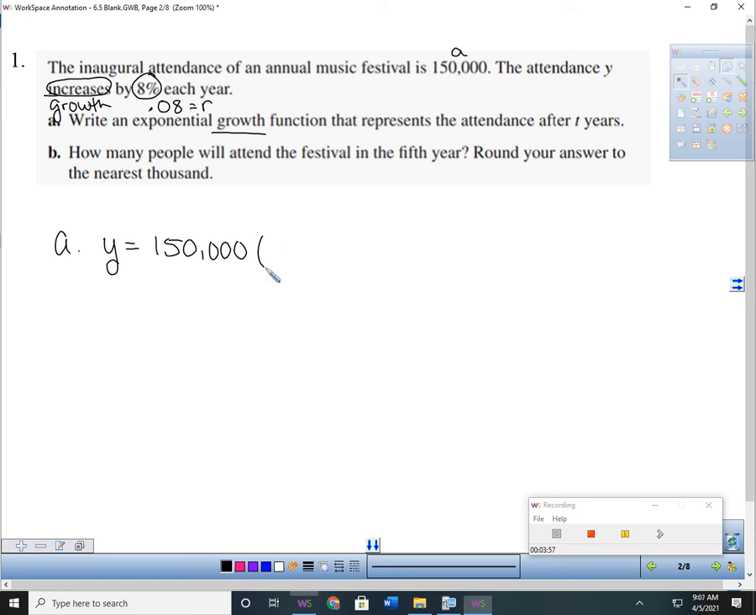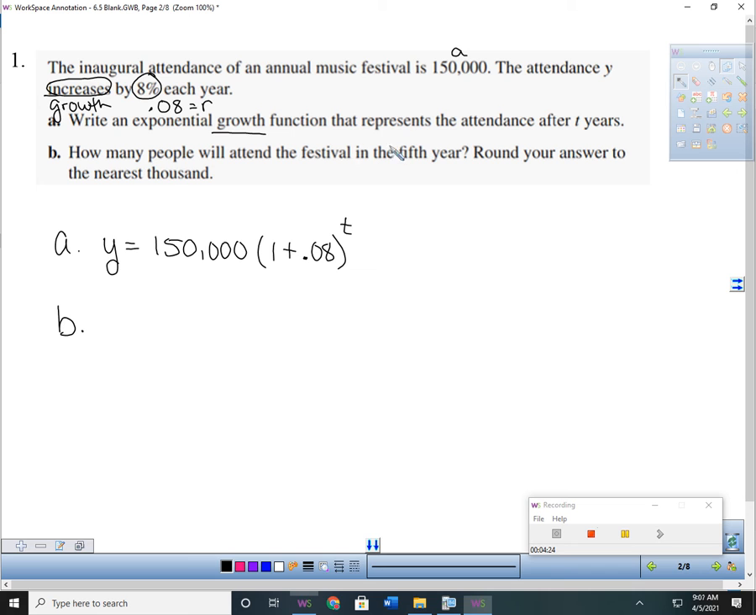And then I have a parenthesis, and then a 1, and it's a growth, so a plus sign. And then you're going to insert your rate. Your rate is 8%, so 0.08. And then it says to the t years, so we're just going to put a t up there. And there's the equation. So we can figure out how much the attendance would be any year that we want, right? So part B is where that's going to ask us that.